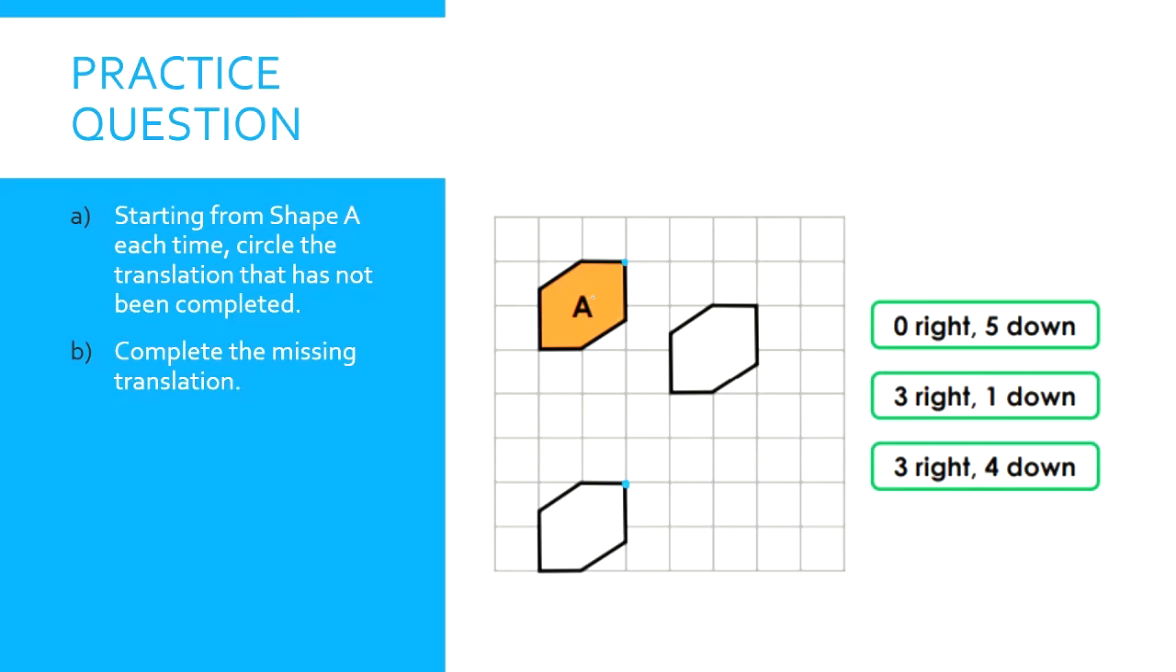So double checking that with one of my other points, I'll do this one. Again, 0 squares right, so not moving at all, and 5 down. 1, 2, 3, 4, 5. I can see that this matches up, so this shape has been correctly translated 0 squares to the right and 5 squares down.